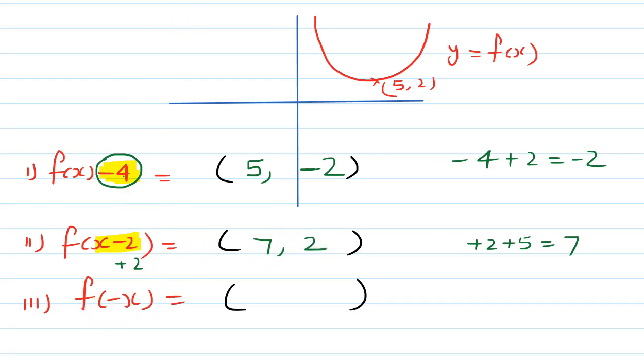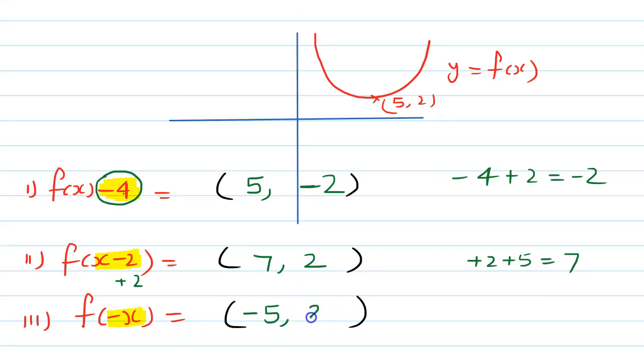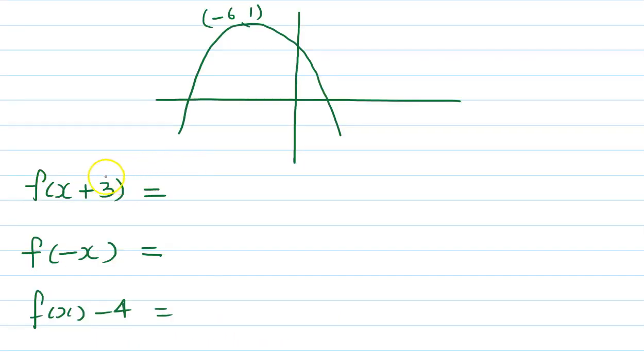Okay, now f of minus x. First you need to find whether it is inside or outside. Definitely, you are right, it is inside. So x will change. How much is x here? It is 5. So it will change into negative, that is minus 5, and y remains unchanged here. So let's write down here: this will be (minus 5, 2). Nice and easy.